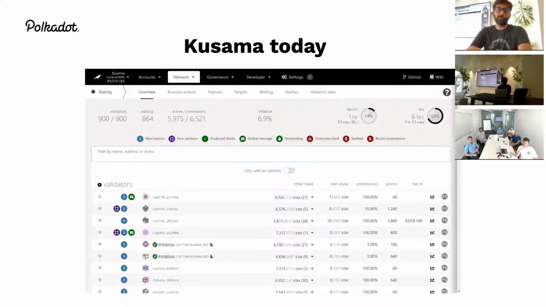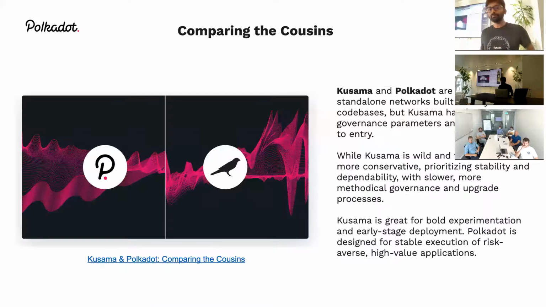And yeah, subtle differences between Polkadot and Kusama. You can see that there are 900 validators instead of 297 that you have on Polkadot. And even the number of nominators is different. Nominators are fewer in Kusama. So, a brief comparison between both of them.